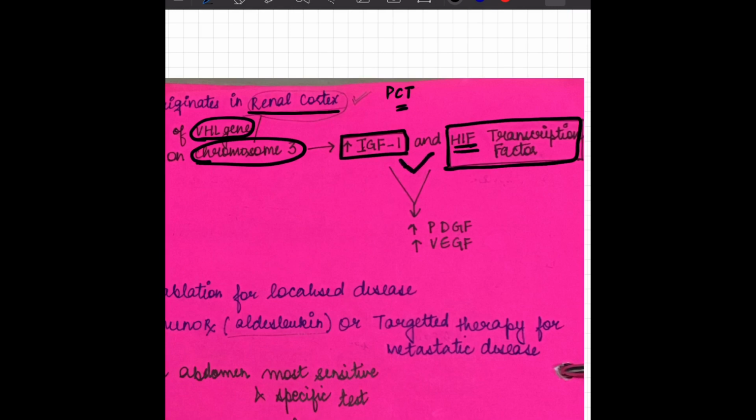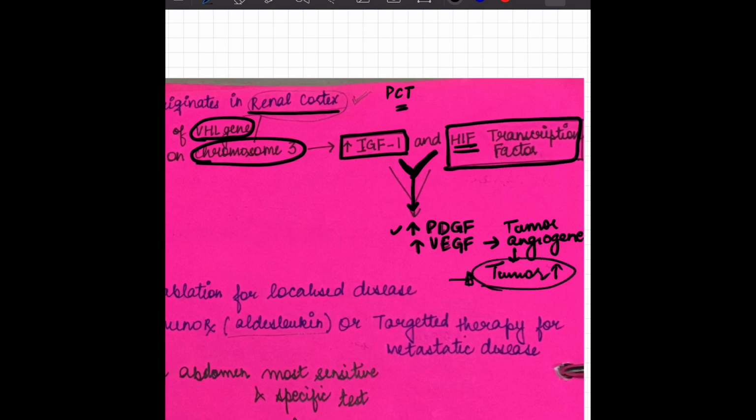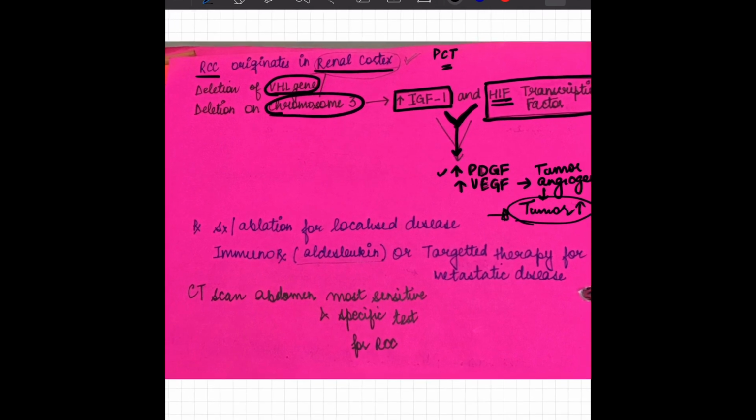Both of these, the expression of both of them are increased, which would consequently lead to increased PDGF, which is platelet derived growth factor, and vascular endothelial growth factor. So once this is there, there is more tumor angiogenesis. Angiogenesis means formation of new blood vessels. So the tumor blood supply would increase. Tumor feeds on the new blood vessels. So this is how the angiogenesis is going to increase.